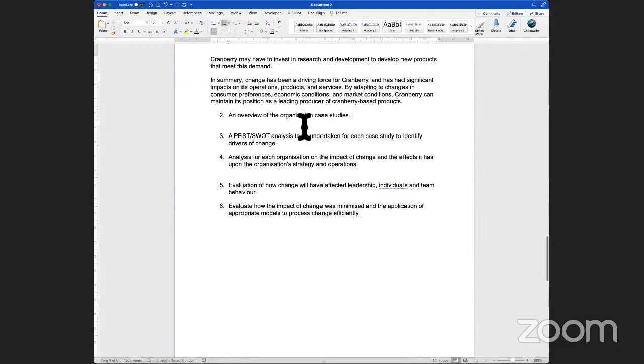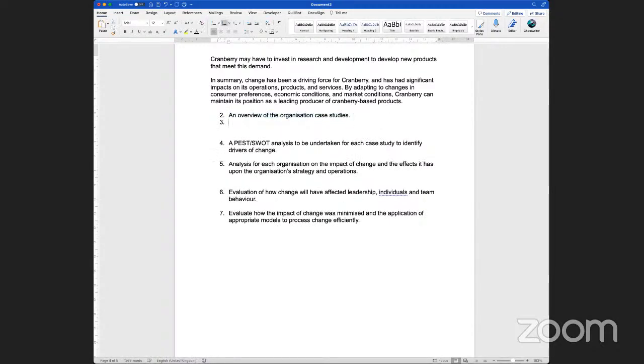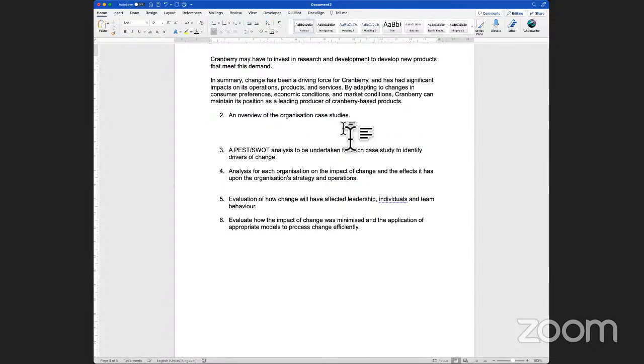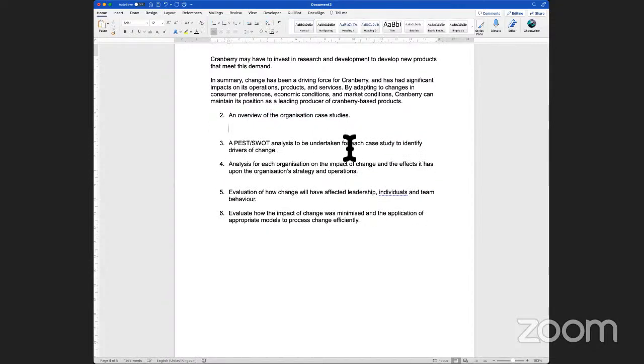Now, the second part of the task says, can you do me an overview of the organizations in this case study? The reason for providing such a detailed case study is that you should be able to summarize the overview of these organizations, and that is to be covered as far as the second task is concerned.